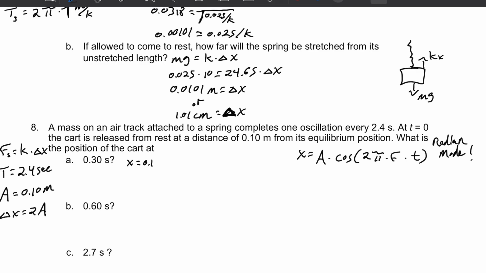So we're going to use this formula in order to calculate it. We're looking for position at 30 seconds. X is equal to 0.1, which is the amplitude for this problem, times the cosine of 2 pi. I've been writing pi as 3.14, but you can use pi, times the frequency. Well, we know the period is 2.4, so the frequency would be 1 over 2.4, times the time.